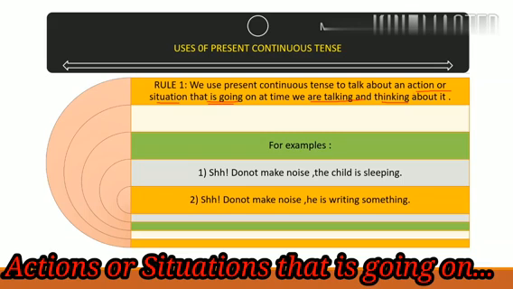For example, shh, there is a sound, meaning silence. Don't make a noise. The child is sleeping. Here the child is the subject, is is the helping verb, and you can see there is sleep plus ing. Don't make a noise, it means it is already in the present, and that's why we have made use of present continuous tense. In a similar example, in the second example, don't make noise, he is writing.